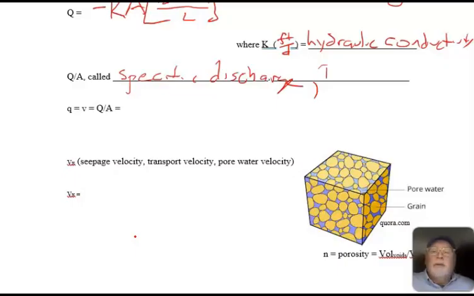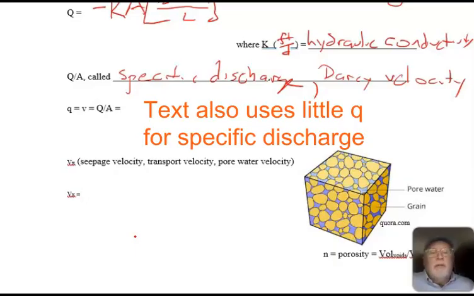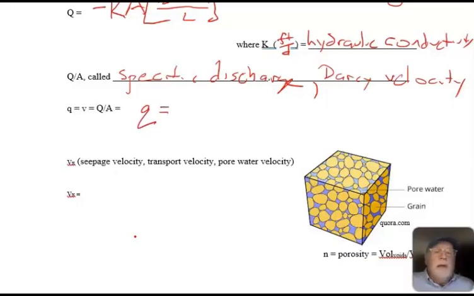Sometimes called the Darcy velocity, because again, it's not an actual velocity. So the equation for that, if I pull the A over to the left-hand side, and some people use a little q for that, which I like. Some people use a little v for that, which is a little confusing because it looks like a velocity.